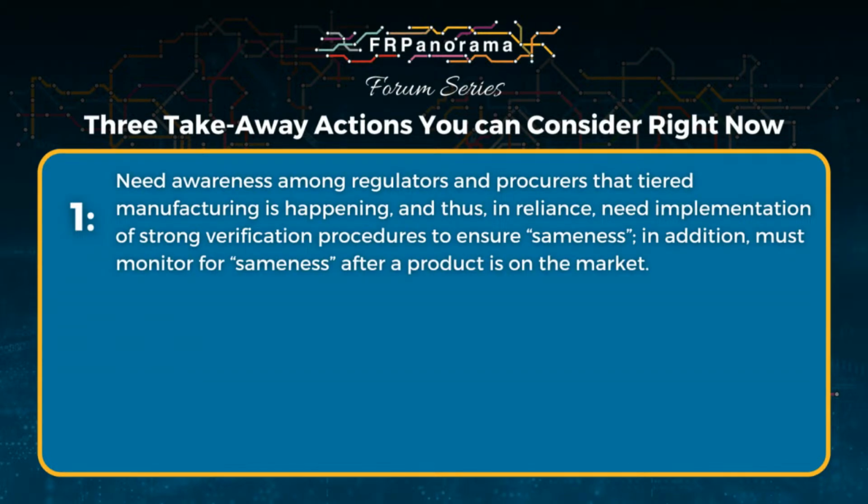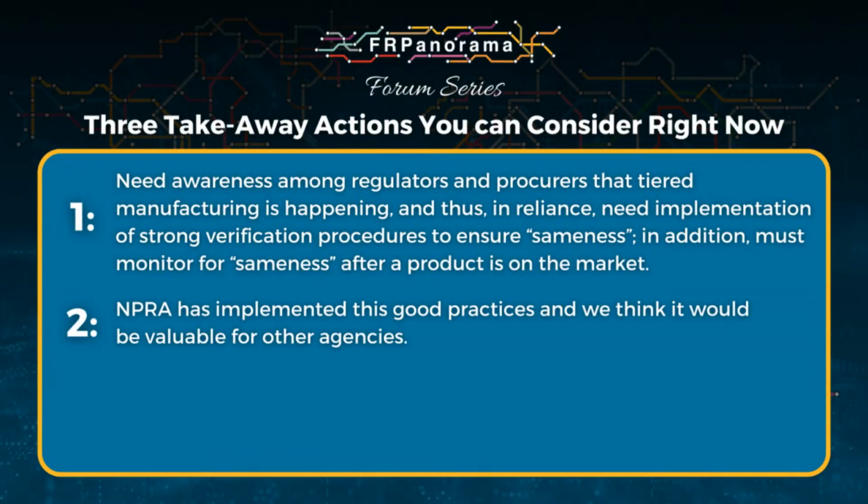The first is that we need awareness among regulators and procurers that tiered manufacturing is happening. We need to be aware of this, right? This is something that I really didn't realize. Therefore, reliance needs the implementation of strong verification procedures to ensure this concept of sameness. And in addition, we need to monitor for sameness after a product is on the market. Really critical, this post-authorization component.